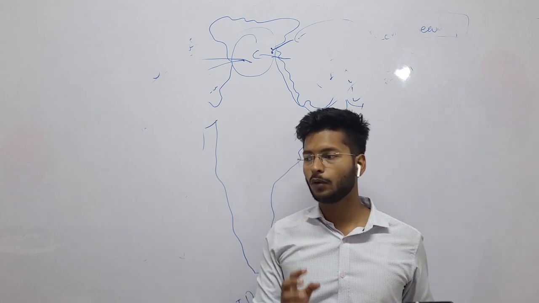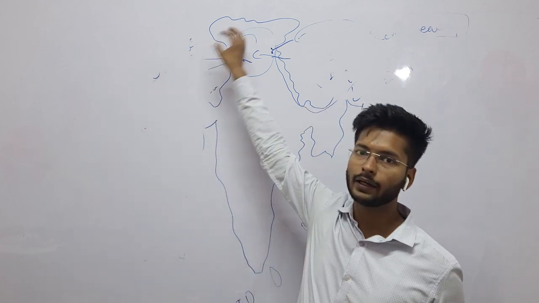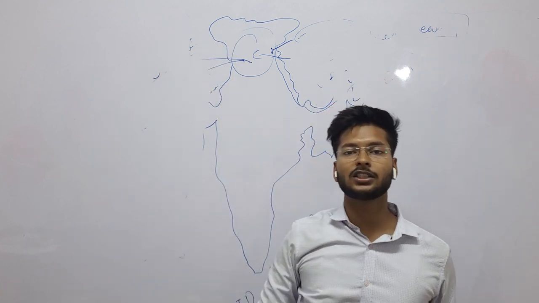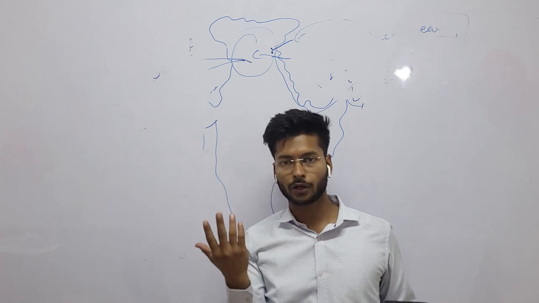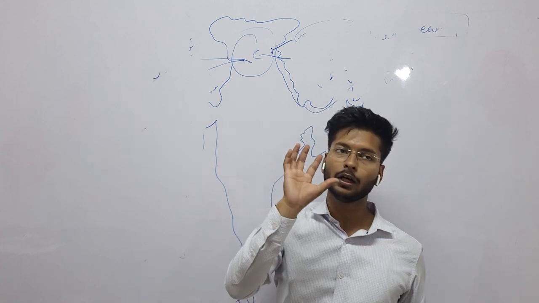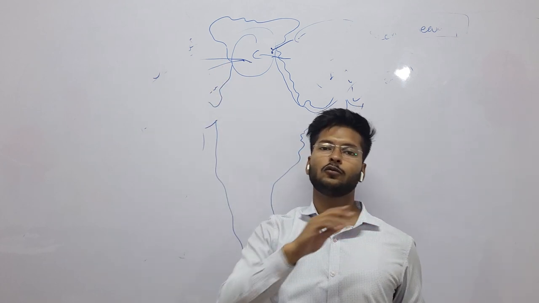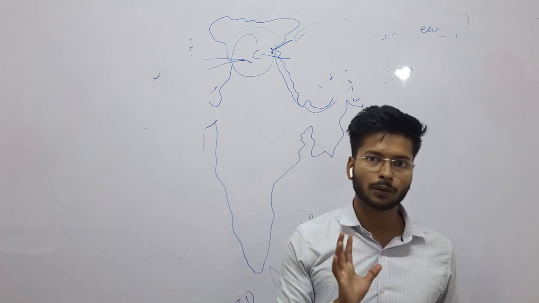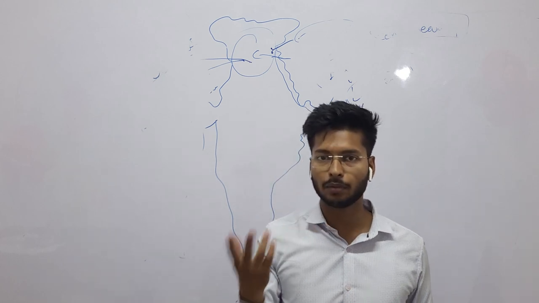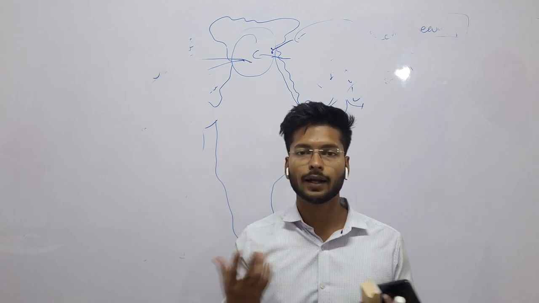Now I'll tell you one thing more. In our mythology, it is said that there used to be a lake, and a rishi known as Kashyap Rishi, on whose name Kashmir is made. Okay, Kashyap Rishi, he drank all the water from that lake. It is mentioned. So what geographers have deduced is that the drinking of water was a symbol or a way of saying that the lake got dried up with time.